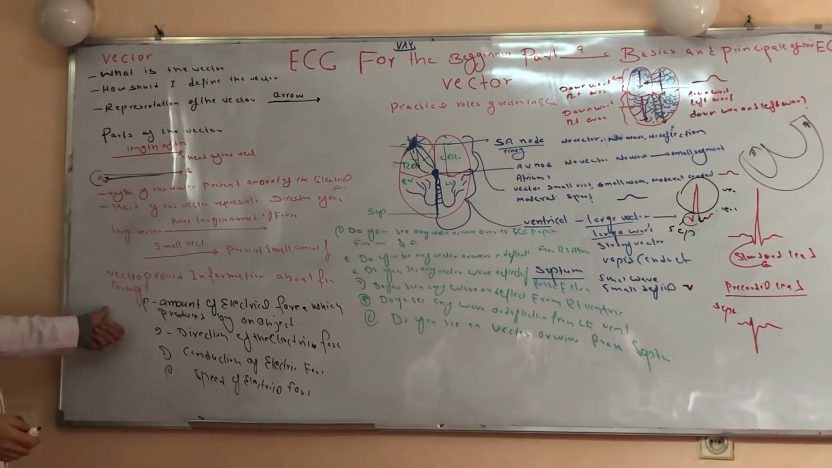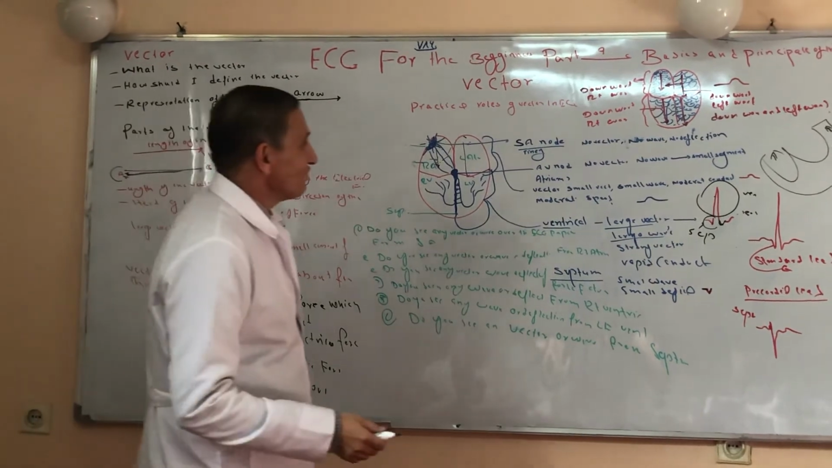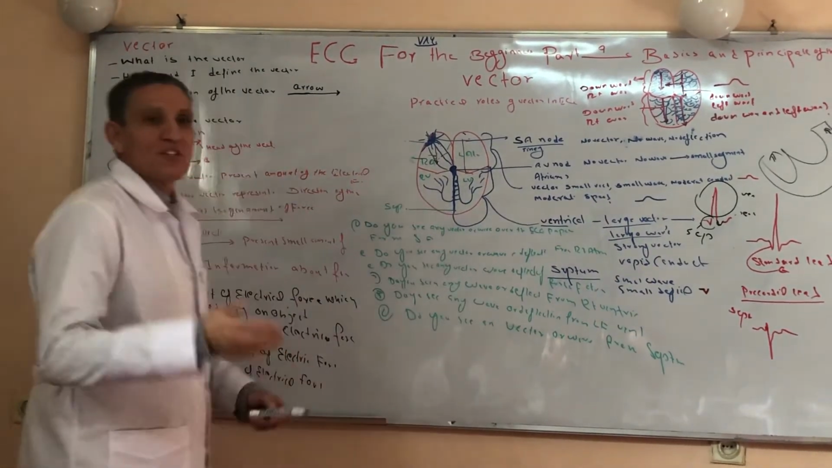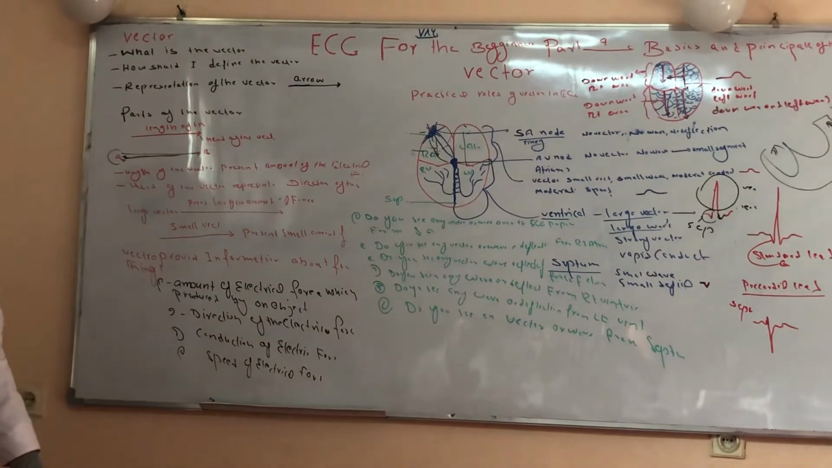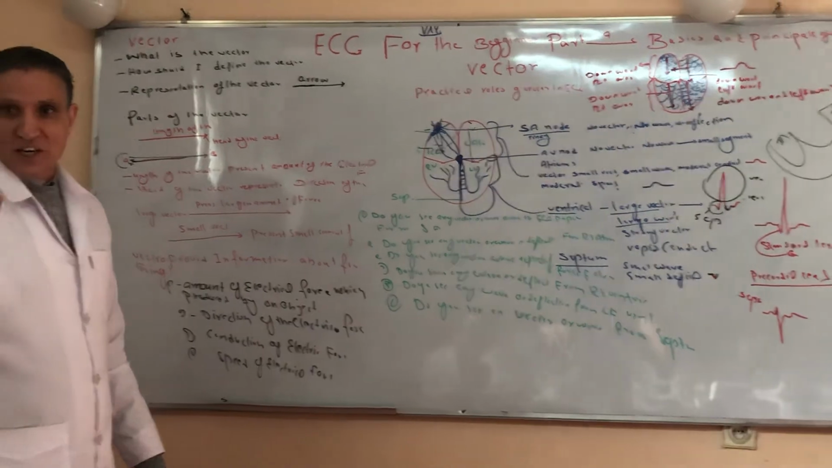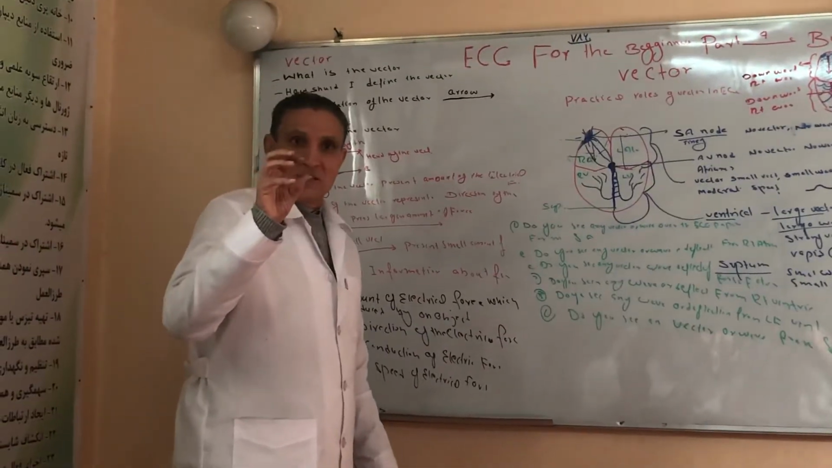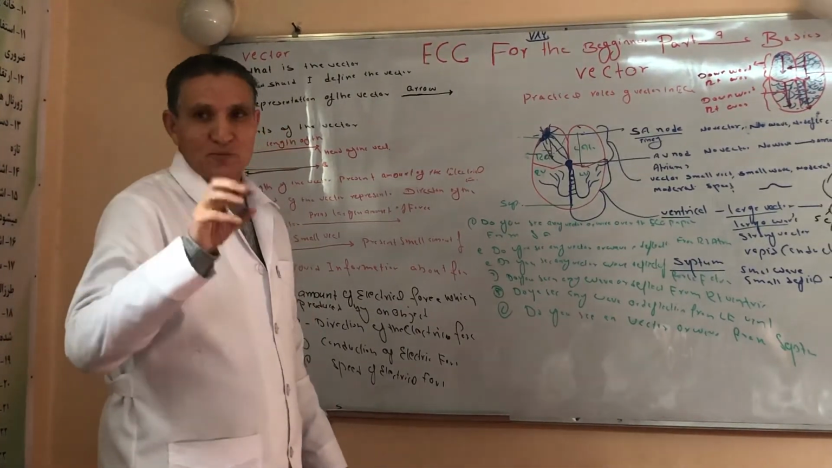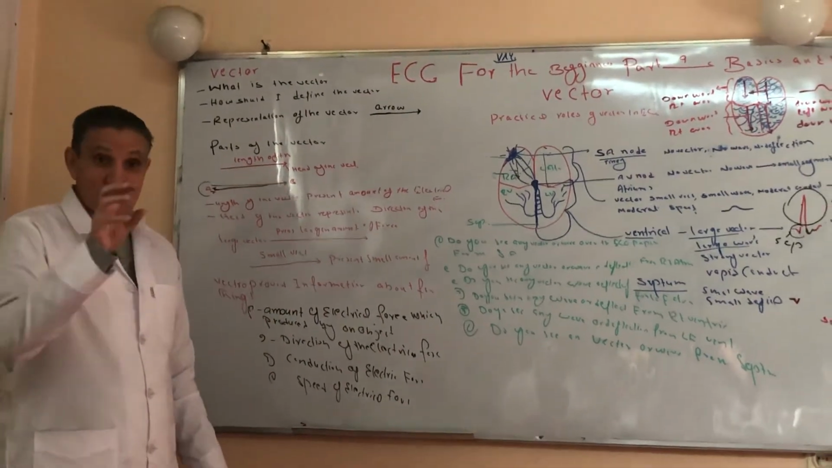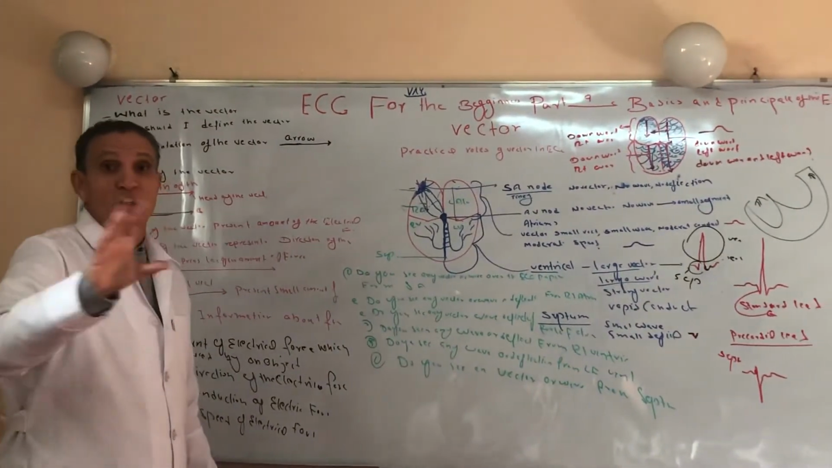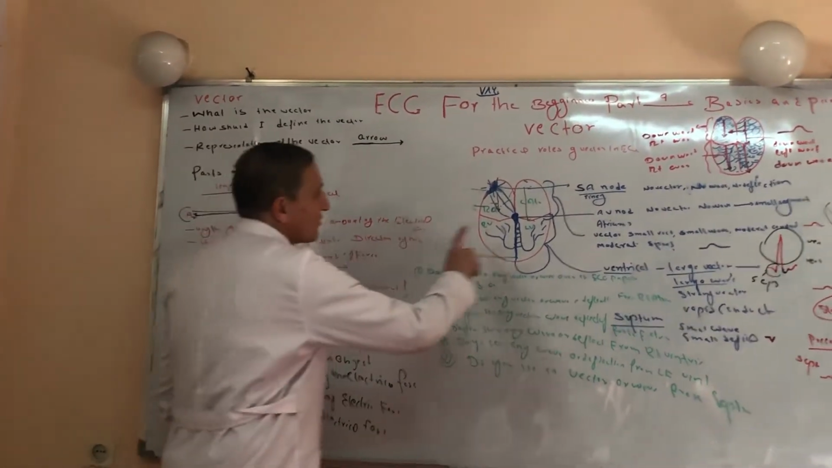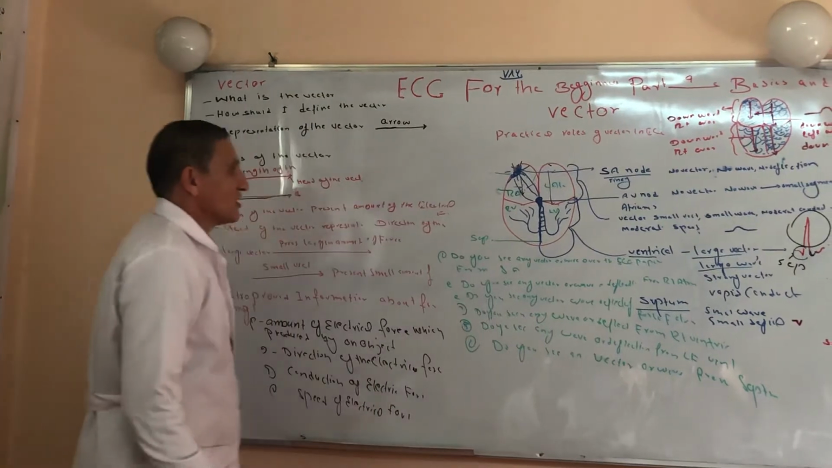The second: why does the SA node not produce any wave or deflection over the ECG? This is one reason. Another is the calcium channel. SA node depolarization depends on calcium. Calcium, compared to sodium, also has a slow conduction. So therefore, we don't have any wave or deflection from the SA node over the ECG paper.